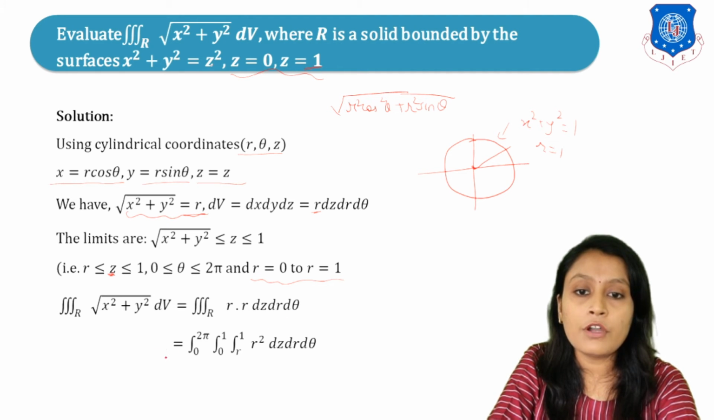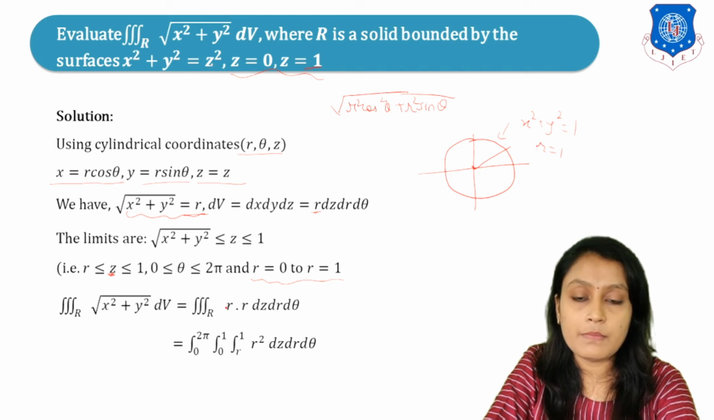Okay, now what we will do, we will write this limit. So from here you will get limit of z as r to 1. Then limit of r, that is 0 to 1, and limit of theta, that is 0 to 2 pi. Okay, and simplify this, so you will get r square dz dr d theta, right?